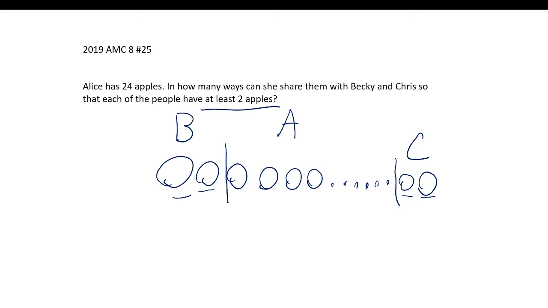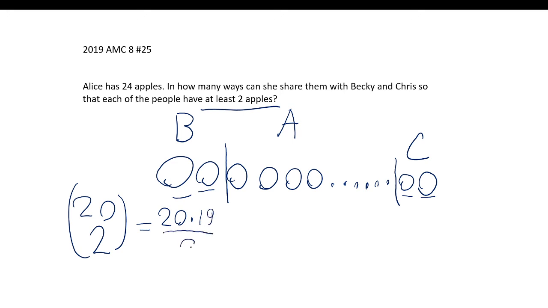Alright, 20 apples, choosing 2 of the bars to be in the apples. Now this could be written as 20 choose 2 ways, which is just 20 multiplied by 19 over 2 factorial. We just cancel. 19 times 10 is 190. So there are 190 ways that she can share them with Becky and Chris, so that each of the people have at least 2 apples. Classic implementation of the stars and bars technique.